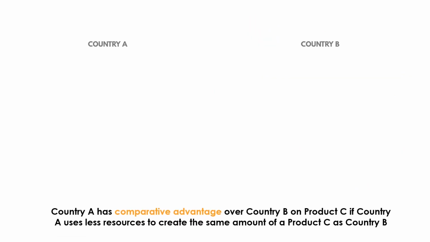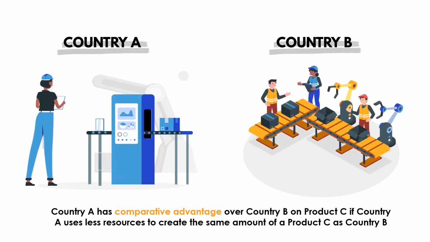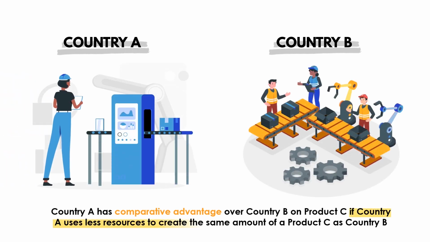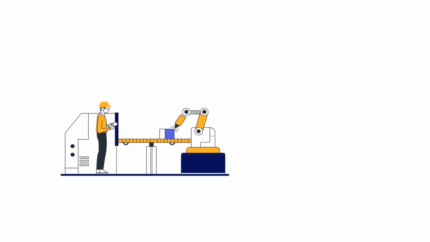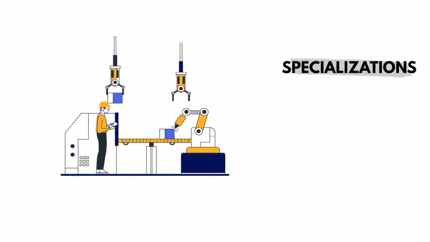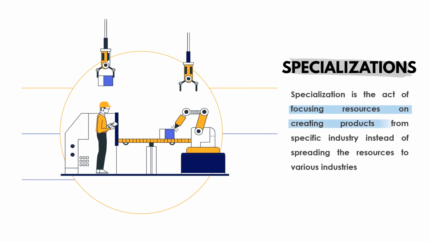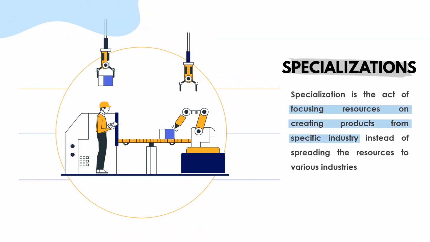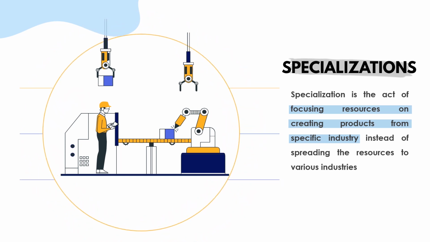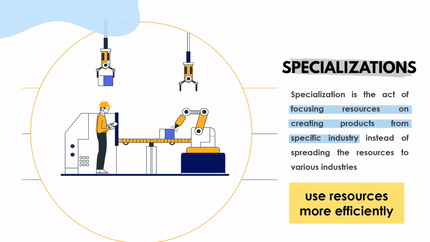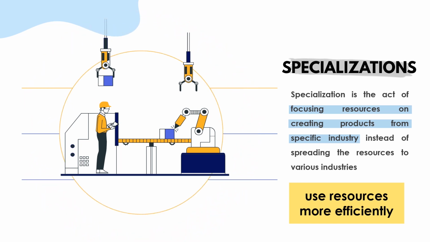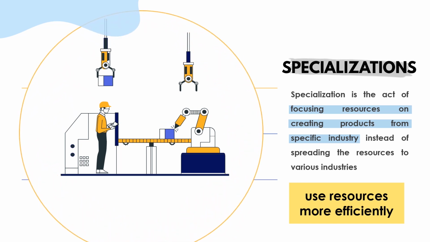For example, Country A has a comparative advantage over Country B on product C if Country A uses less resources to create the same amount of product C as Country B. It means Country A has more resources to spare to create other products. A country knowing its and other countries' comparative advantage will lead to specialization in international trade. Specialization is the act of focusing resources on creating products from a specific industry instead of spreading the resources to various industries. The goal of specialization is to use resources more efficiently. Countries with different industries they specialize in can trade to efficiently fulfill each other's needs.